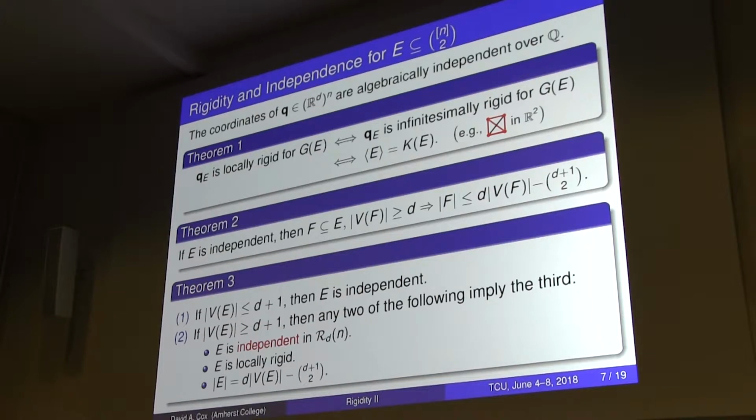could ask. I have this matroidal thing, am I independent? I could also ask my question of local rigidity, and I also have this nice condition we've seen in the first slide, and it turns out that any two imply the third. And so, for example, just as a way to think about it, let's suppose I have the first two. Suppose I'm independent. Well, that means the rows are linearly independent. Well, that's this condition right here.